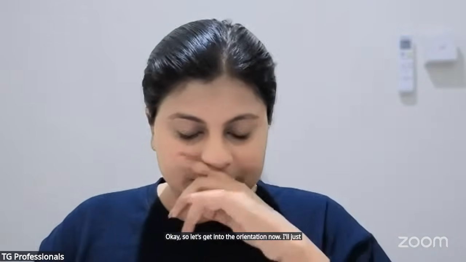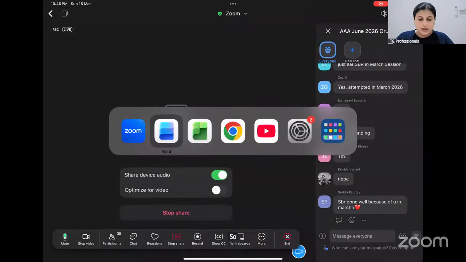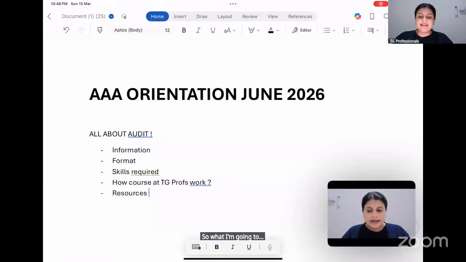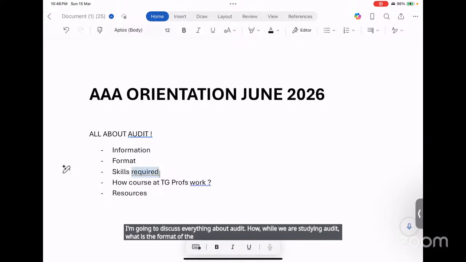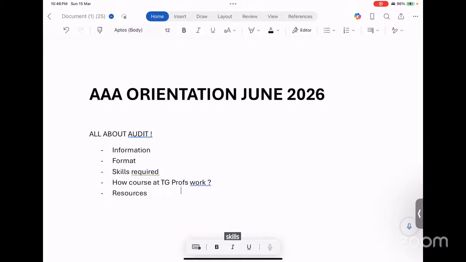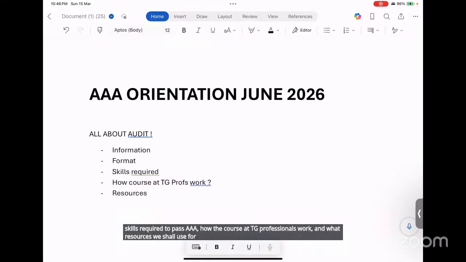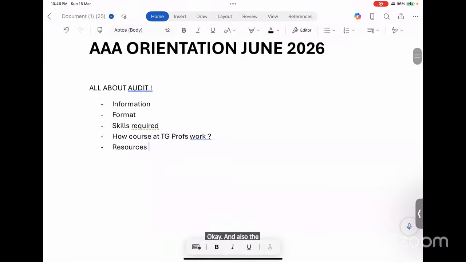Okay. So let's get into the orientation now. I'll just share my screen with you. So what I'm going to discuss, I am going to discuss everything about audit, why we are studying audit, what is the format of the paper, skills required to pass AAA, how the course at TG Professionals works, and what resources we shall use for AAA. Okay. And also the study plan, of course.